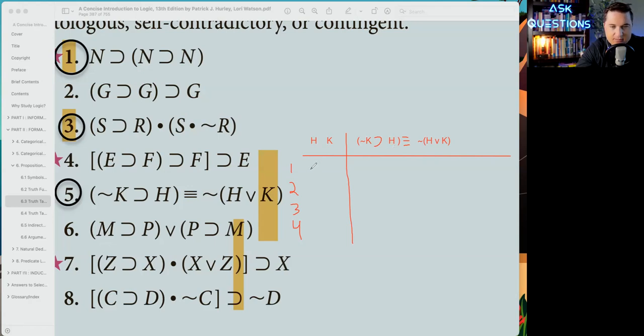Okay, the pattern. One way to do it is with a 4 row. The leftmost column is 2 T's, 2 F's. And the second column goes up and down; rows go left to right horizontally. The second column is going to be T, F, T, F.